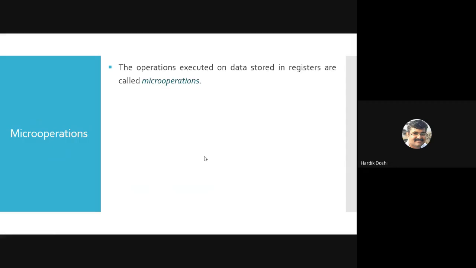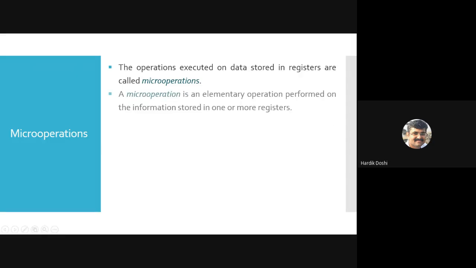Now learn the term micro operation. The operations executed on data stored in registers are termed as micro operations. You have all studied C language and C++ language, wherein you use operators, let's say plus operator, minus operator, but those operators you apply on data. But over here, with micro operations, the micro operations are the operations which get carried out on the data stored in registers. The important word is registers.